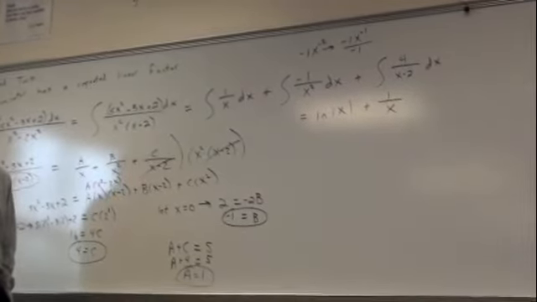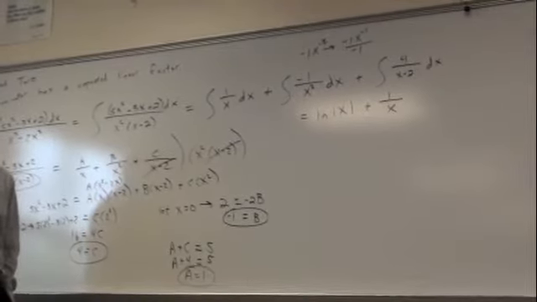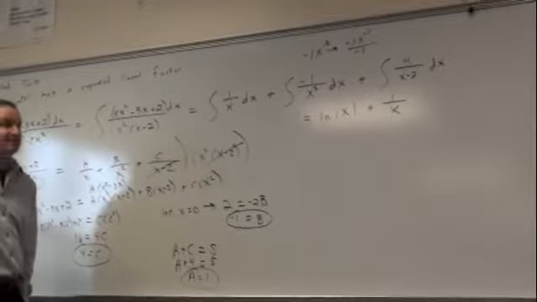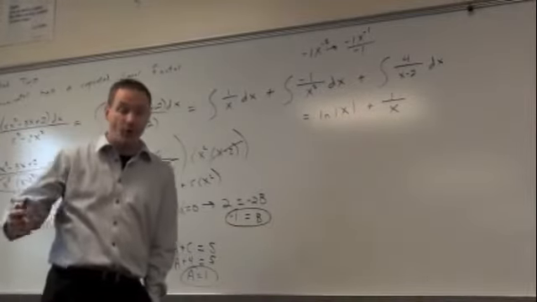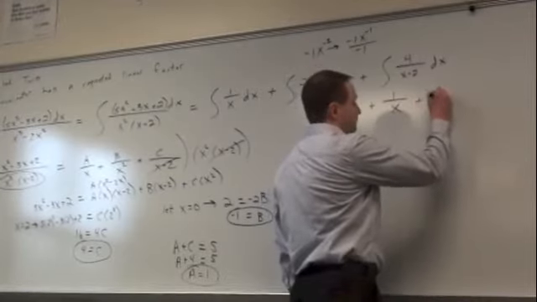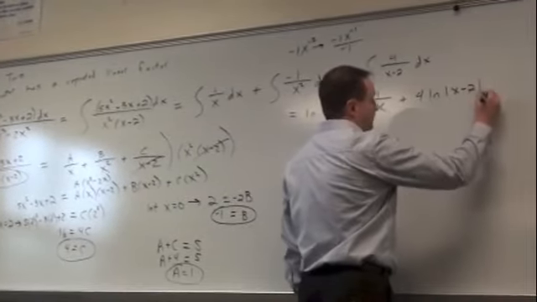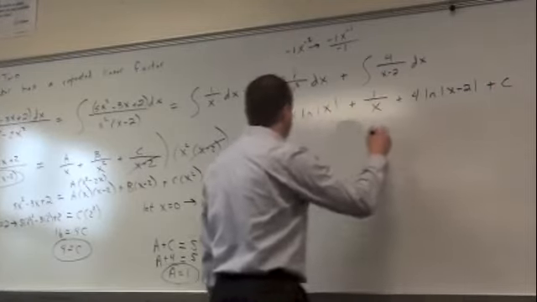Okay. Now, the third one, 4 over x minus 2, you say, well, the derivative of x minus 2 is 1. So this is nothing more than a constant multiple of 4 times the natural log of x minus 2. Plus the constant of integration.